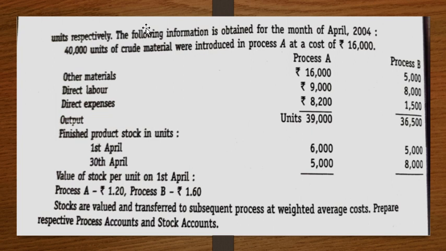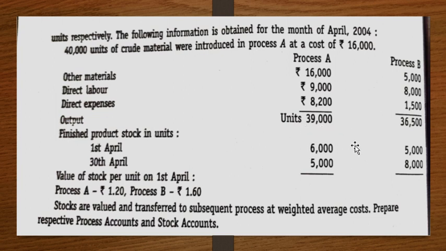Then they have also given the output, which is 39,000 units for process A, and for process B it is 36,500. Apart from this information, till your direct expenses, those are your input items. The output that is given here will be in your output items in your process account, which is 39,000 and 36,500.